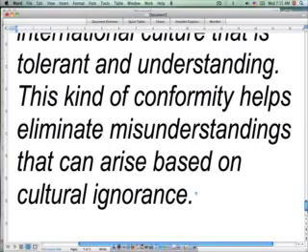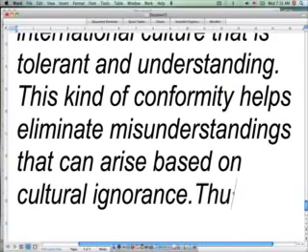So now ignorance, that just means to not understand something. And if it's cultural ignorance, that would be people that don't understand the cultures of others. So what we're saying is that this kind of conformity helps to reduce that cultural ignorance, which is a bad thing. And overall, this is a positive thing, because this helps people to come together as one instead of being separated in their ideas and maybe prejudiced in their thoughts.